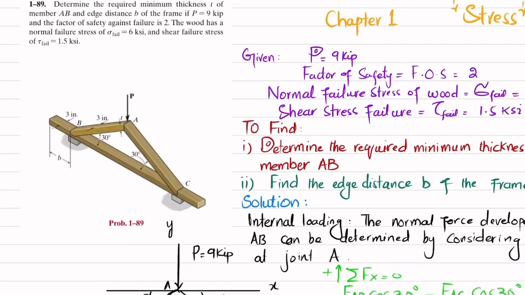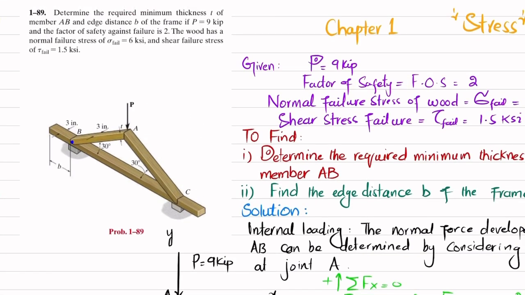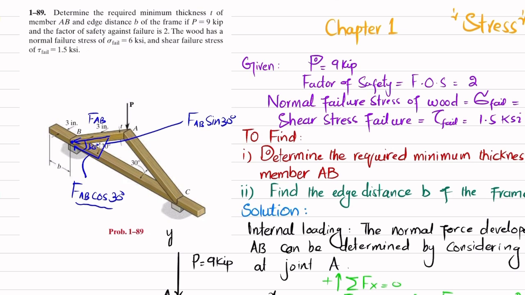So this is joint B. Clear? So you can see you will be having this FAB in this direction. FAB will be like this. This is FAB, so it will have two components. One is this one and the other one is this one. Clear? This is angle 30 degree. So this component will be equal to FAB cos of 30 degree, and this component will be FAB sine of 30 degree. So we'll find this FAB cos 30.